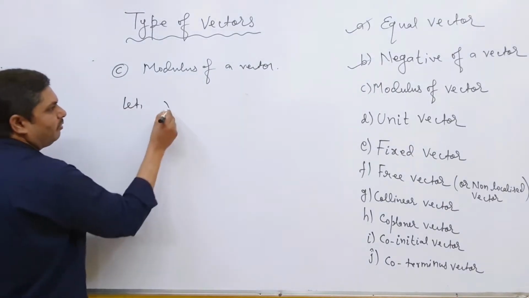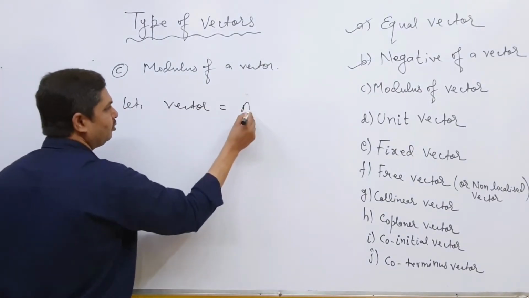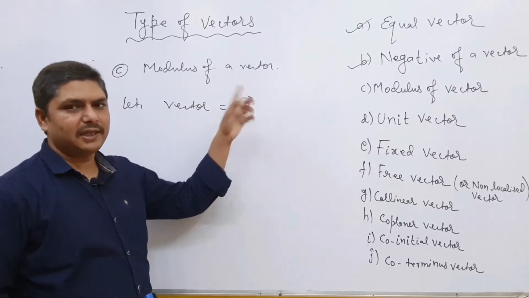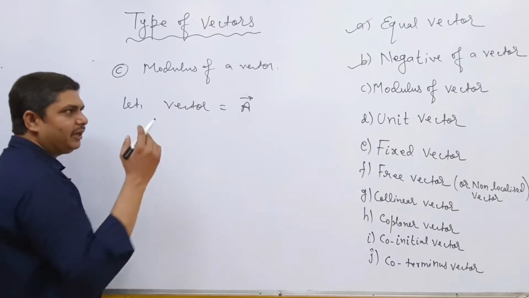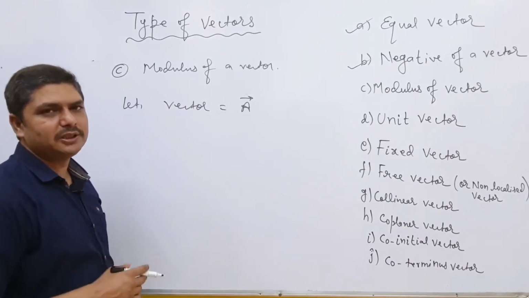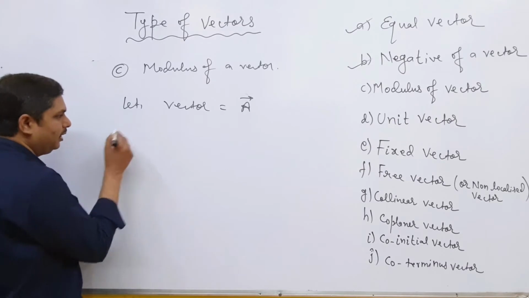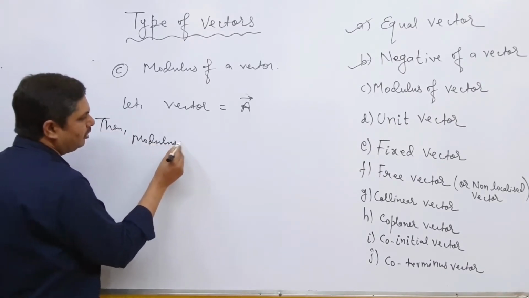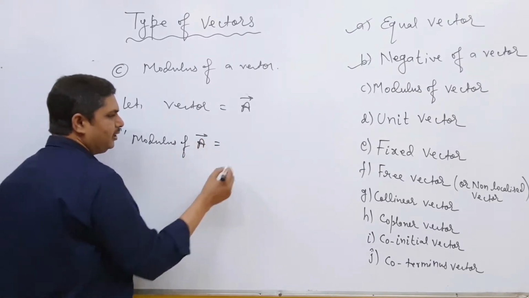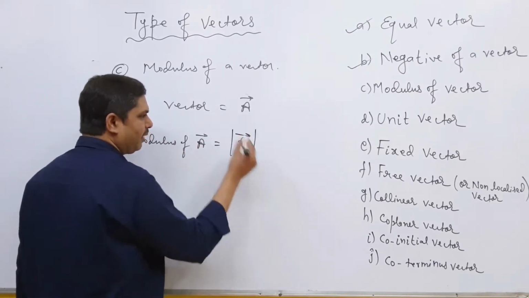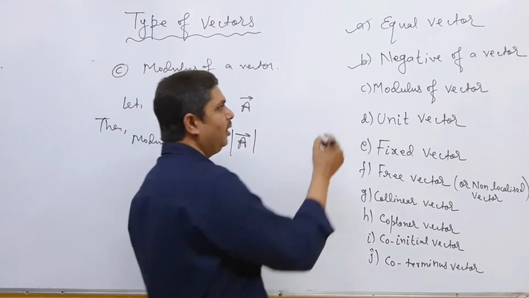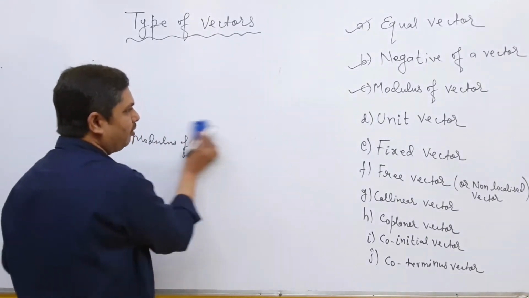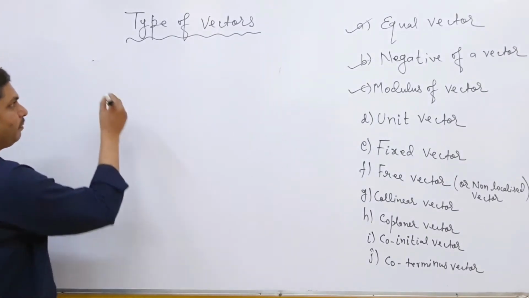Let the vector be A. Then A has magnitude as well as direction. If you take only the magnitude, then this is said to be modulus of a vector. So modulus of A is equal to A magnitude. This is said to be modulus of vector. Next you are going to understand unit vector.